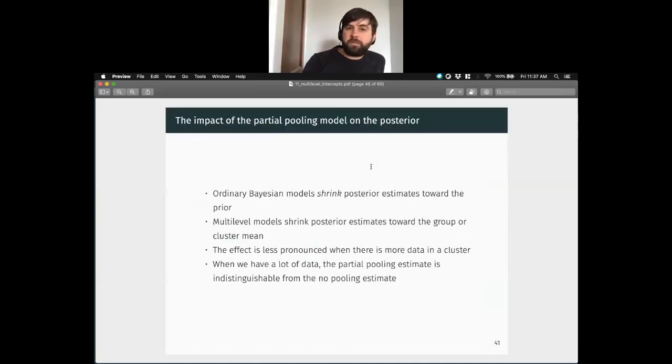Cool. Questions about the shrinkage features, the regularization features of these multi-level models? This is what helps them avoid overfitting, right? This kind of shrinkage. Some people will say, if the data is measured perfectly, why do we bother with something like this? In the case that we do have a lot of information and the data is measured perfectly, these models are going to give us inferences that are effectively the same as a no pooling frequentist model, right?